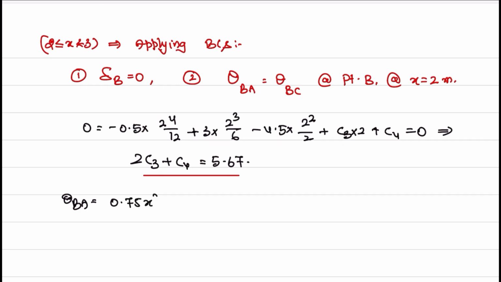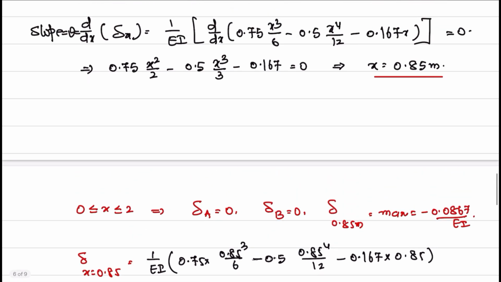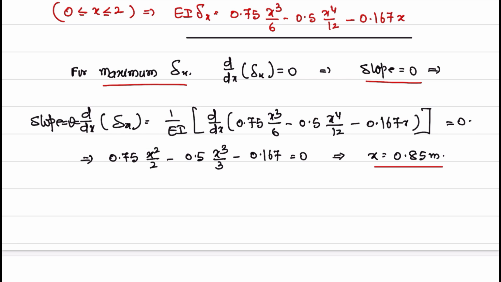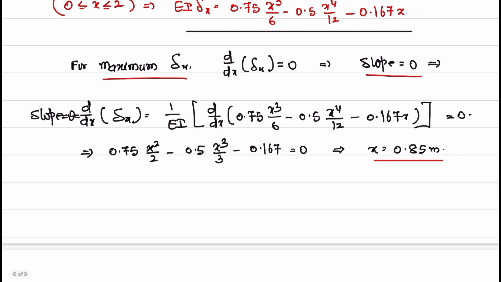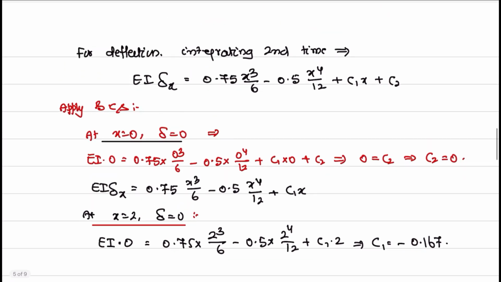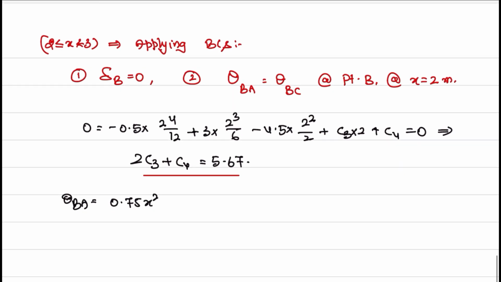0.75. In the first equation, if you see theta is first integration value, that is 0.75 into x cube by 6 minus 0.5 x to the power of 4 by 12 minus 0.1676 x. That is for theta. We'll write here for the portion BA, for the first portion, first equation. The first equation 0 is less than or equal to x is less than or equal to 2, theta BA. That equation to be used.